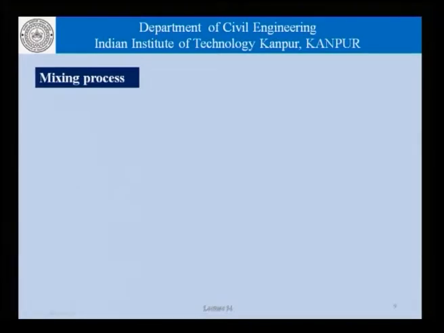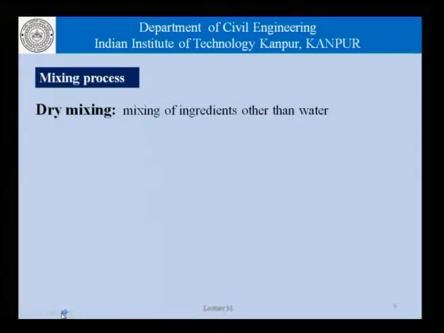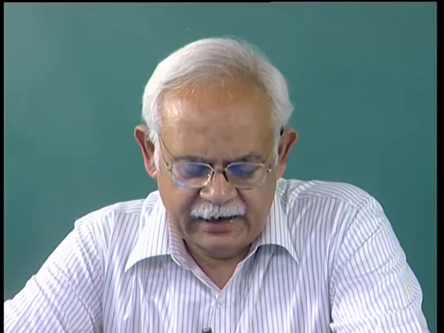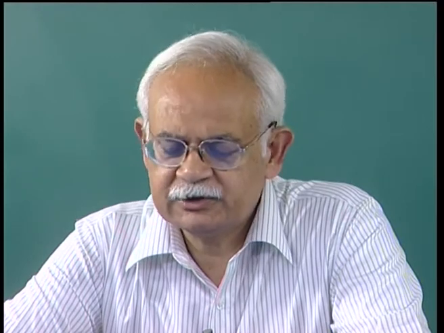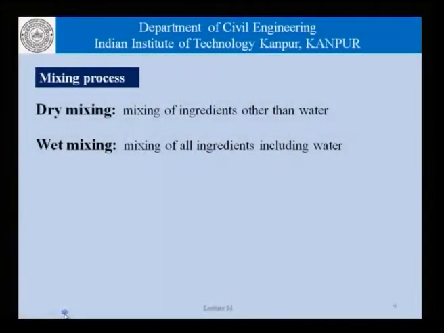As far as the mixing process now is concerned, we can talk in terms of keywords such as dry mixing, that is mixing of ingredients other than water. That is to say that we just mix cement, sand and coarse aggregate first and then add water, which is called wet mixing. We could always do the process all together when all the ingredients are put into place and the mixing starts.